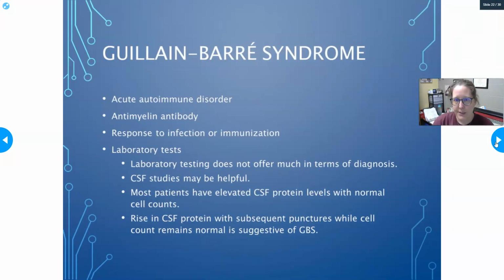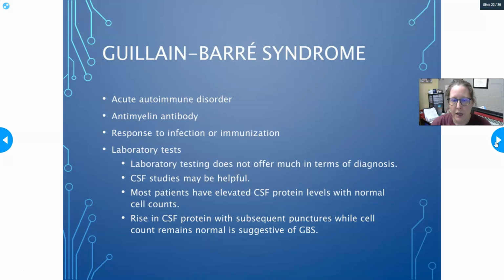Next is Guillain-Barré syndrome. It is an acute autoimmune disorder. You see anti-myelin antibody, so similar to multiple sclerosis, right? It attacks the myelin sheath, except this one is acute, it doesn't develop slowly. And it's usually a response to infection or immunization. So this is one of the risks of routine immunizations: Guillain-Barré syndrome.